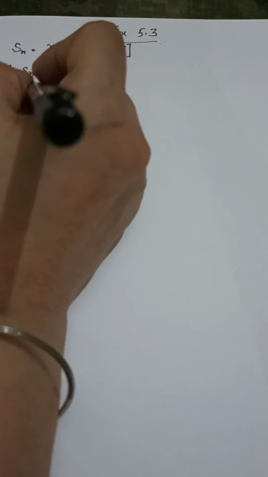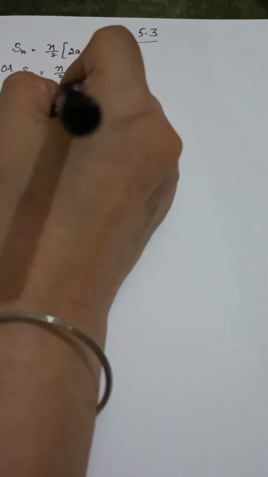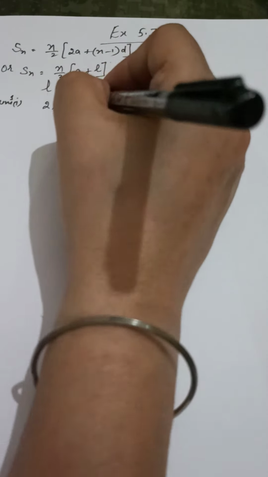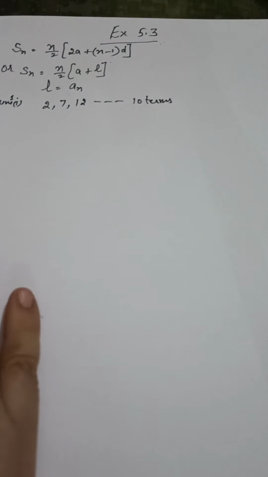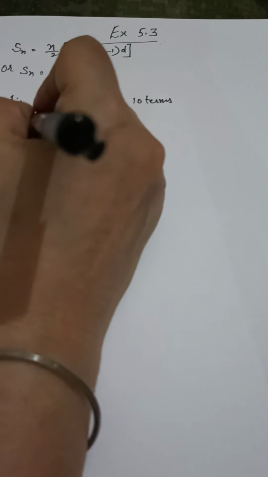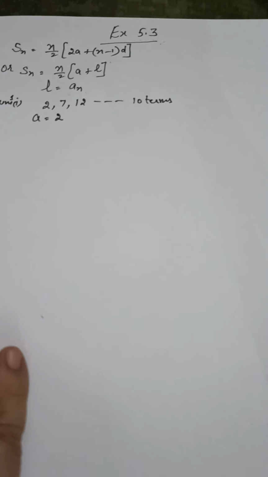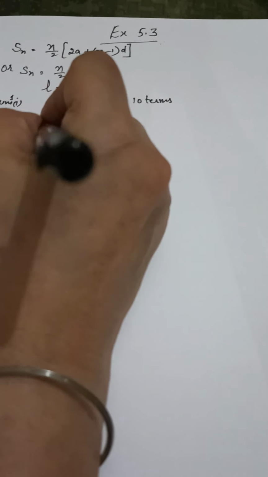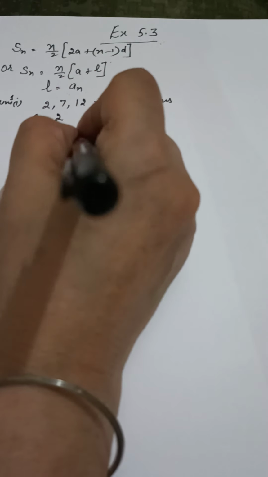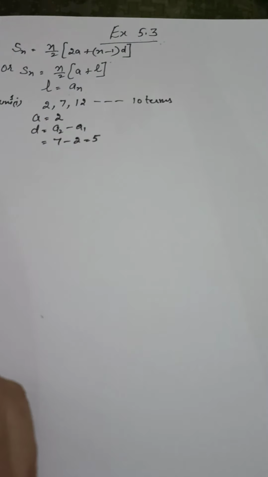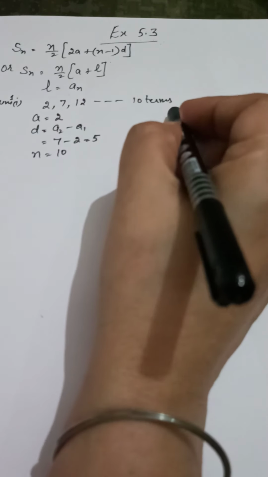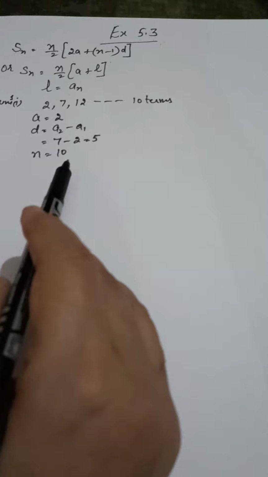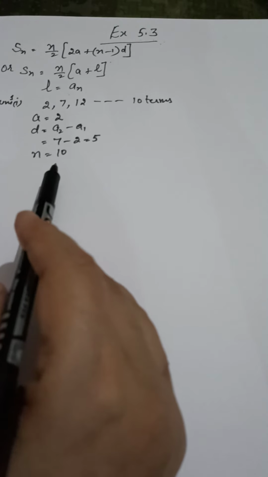First part, that is 2, 7, 12 and up to 10 terms. This series is given to us. a is equal to 2, the first term is equal to 2, d is equal to a2 minus a1, and 7 minus 2, that is equal to 5. Then n is equal to 10. 10 terms are given, that means n is equal to 10.